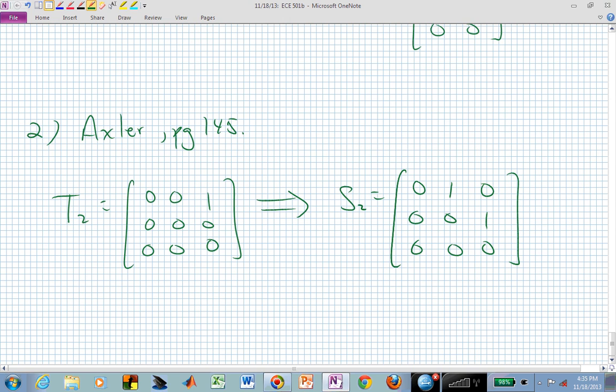So that S2 times S2 gives you T2. And you can sort of see this if you simply copy it down, and now you say, oh, the top row needs to be the second row, which is 0, 0, 1. The second row needs to be the third row, which is 0, 0, 0. The third row needs to be 0 times the other three rows, and so you get 0, 0, 0, and you get T2 out of the product of S sub 2 times S sub 2.